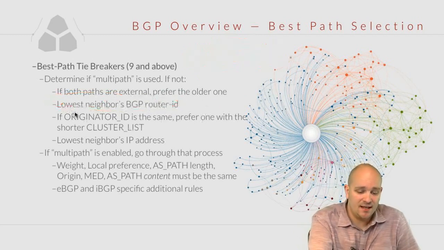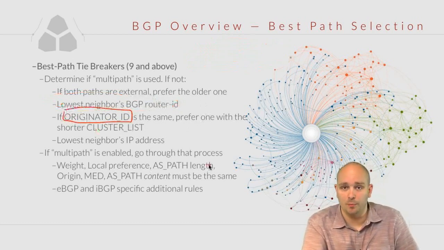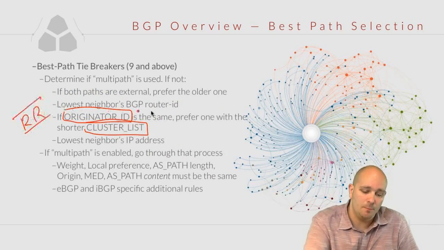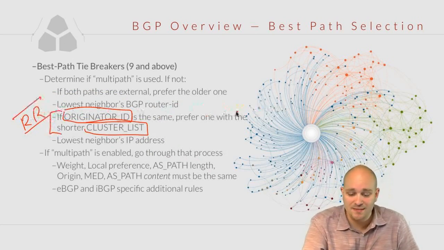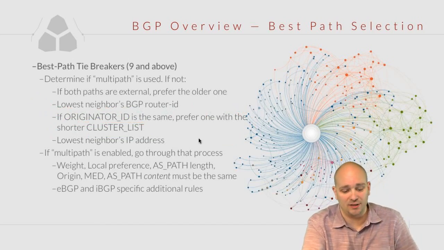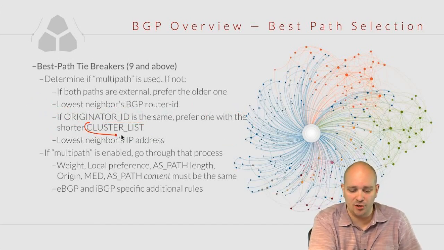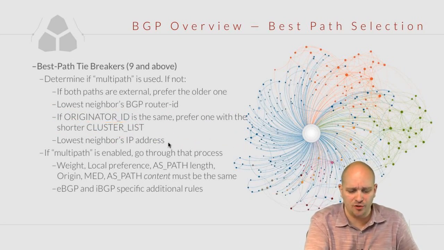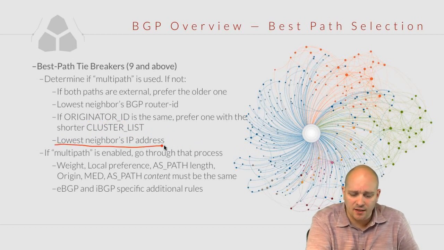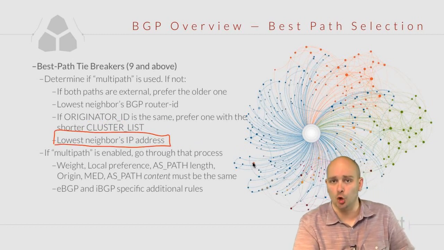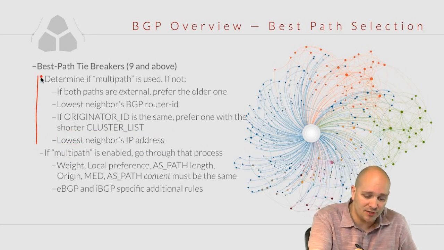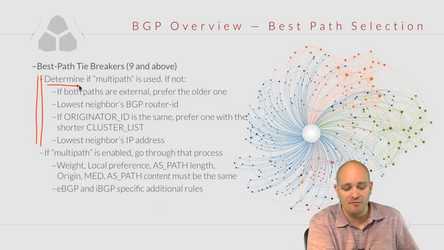So if that happens, then the originator ID is going to be considered. If the originator ID is the same, then the cluster list will be considered. Now, these are terms that have something to do with the process called BGP route reflection. So these are optional. These may not exist. If they don't exist, or if the cluster list is of the same length for the same originator ID, then simply the route that comes from the neighbor with the lowest IP address will be selected as the best. So these are the bunch of tiebreakers, as I like to call them, that happen if multipath is not used.